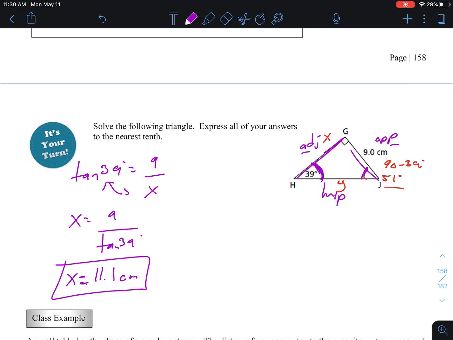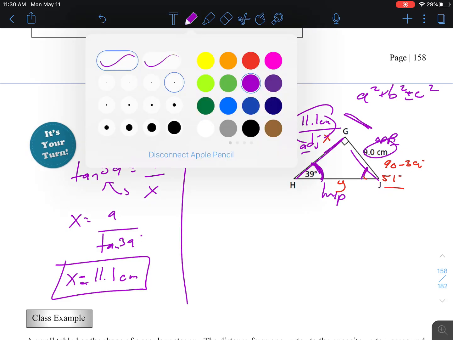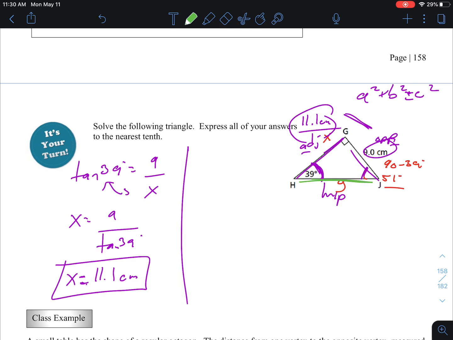Okay, so that's that side length there. Technically, now I have two out of my three side lengths of my triangle. So I could use these two in Pythagorean theorem, and again, solve for my hypotenuse. I'm not going to do that because I could have made a mistake there. So I'm going to go back and use a trig ratio once again to solve for my hypotenuse here now, right?